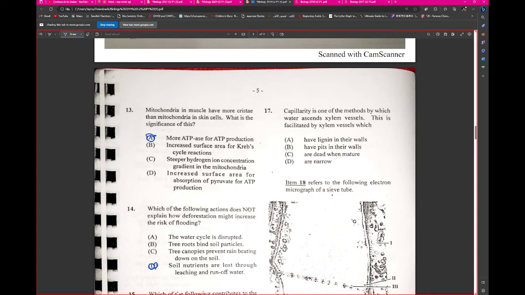Capillarity is one of the methods by which water ascends xylem vessels. This is facilitated by the xylem vessels, which are narrow. So it speaks to capillarity. That's what we're working off of.